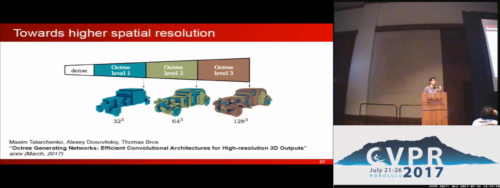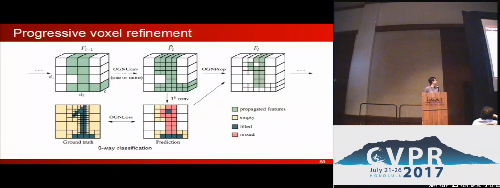One tells whether this voxel is occupied. Another one tells whether it's empty or not. And another one tells you whether this voxel needs to be further partitioned, which they call the mixed label. Here is the illustration of this concept.